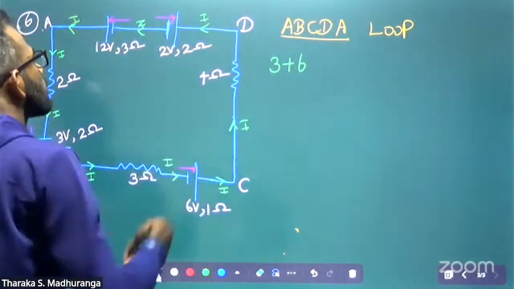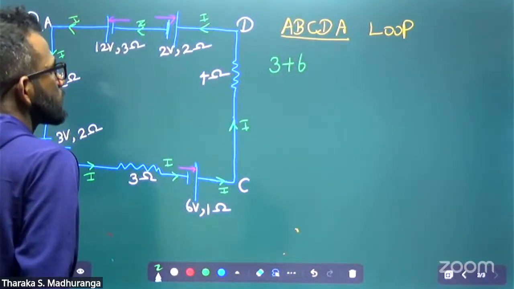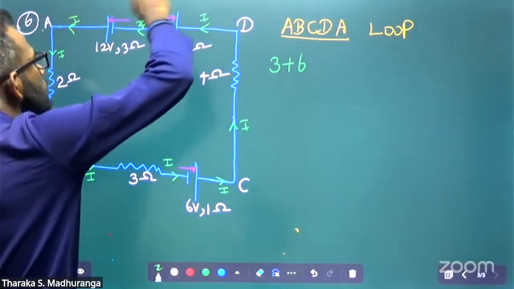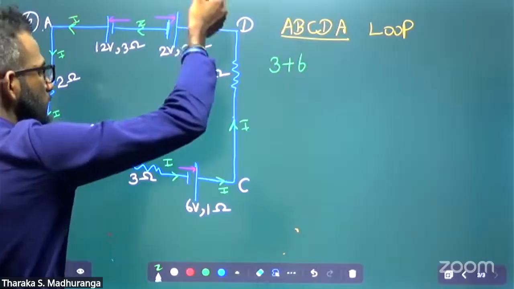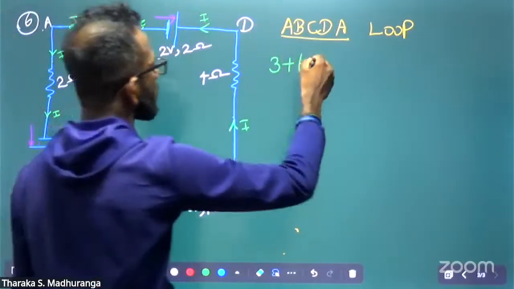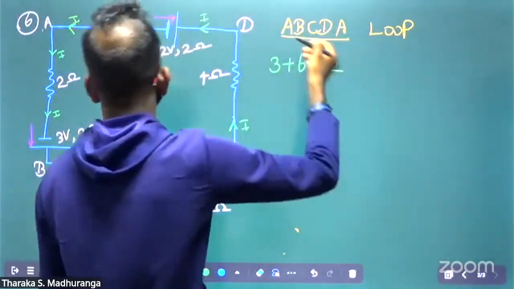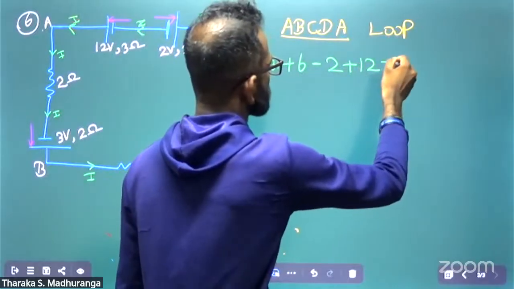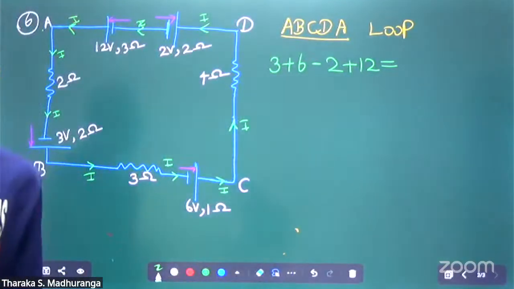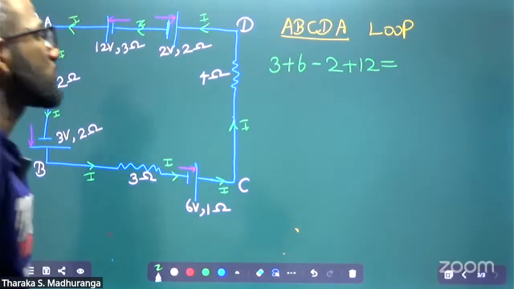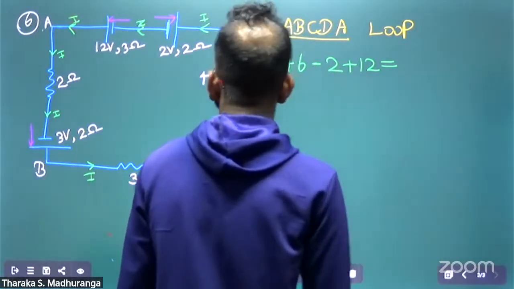C to D, no cells. D to E, there are 2 batteries. In the first one, our direction and electromotive force direction are opposite, -2. Next battery, it is the same, plus 12. Plus 12. Simple. Yes, good.